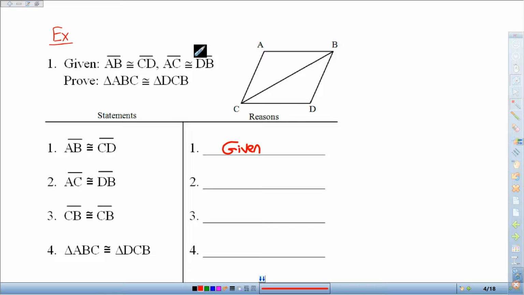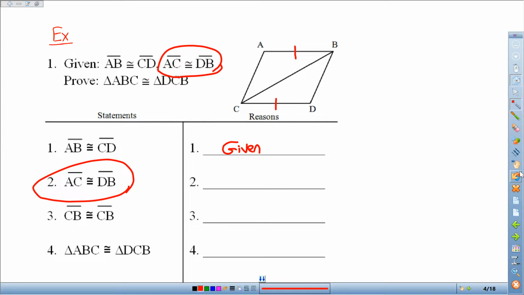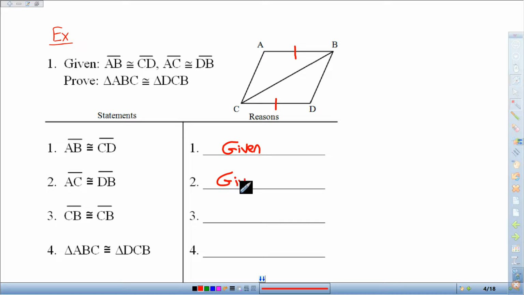All right, I'm going to show that segment AD is congruent to segment CD. Go ahead and put those congruent bars through it. Next, our statement is that segment AC is congruent to segment DB. Again, that is given to us. That is our next reason, because we were told.